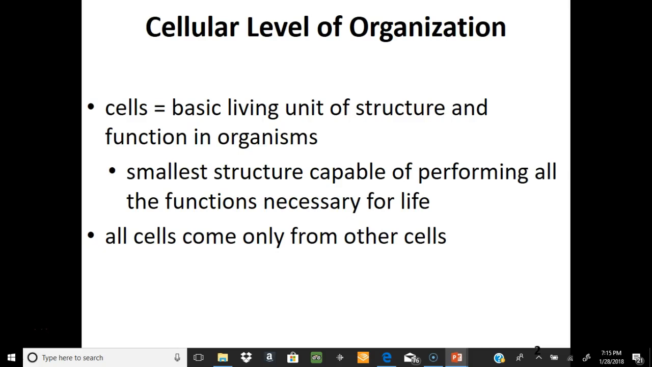So the cell is the basic unit of life, and cells are what function in organisms. We are composed of millions of cells, and each of our cells has specific functions. If those cells aren't functioning properly, then our body won't function properly. Our organs won't function properly.